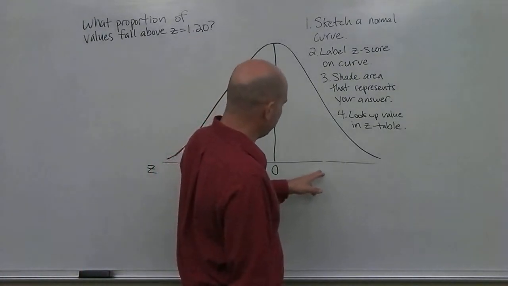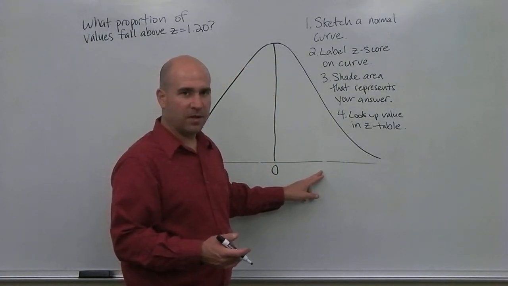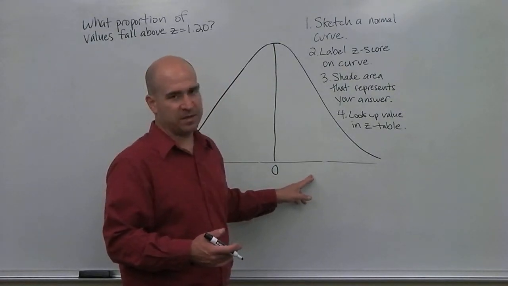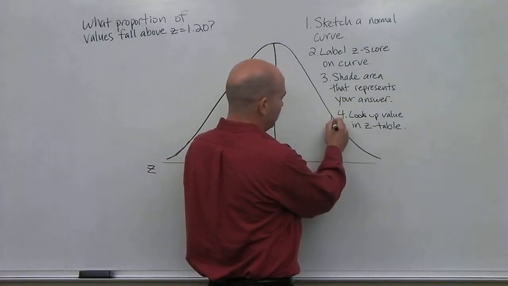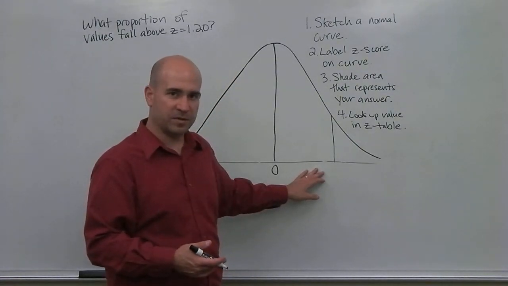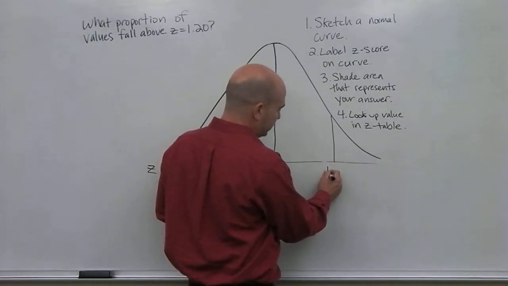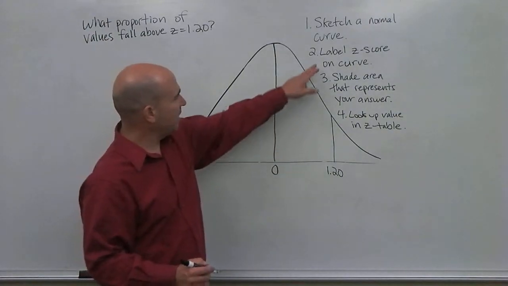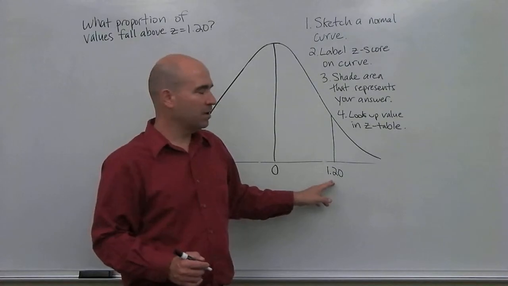So we're going to look for a z of 1.2, and this is just an approximation. It doesn't matter so much where you put it over here. It doesn't have to be exact, in other words. Just do the best you can. The graph is to help us solve the problem and to avoid making mistakes. So here I draw a line. I'm going to label this a z of 1.20. So label the z-score on the curve. We just did step 2.